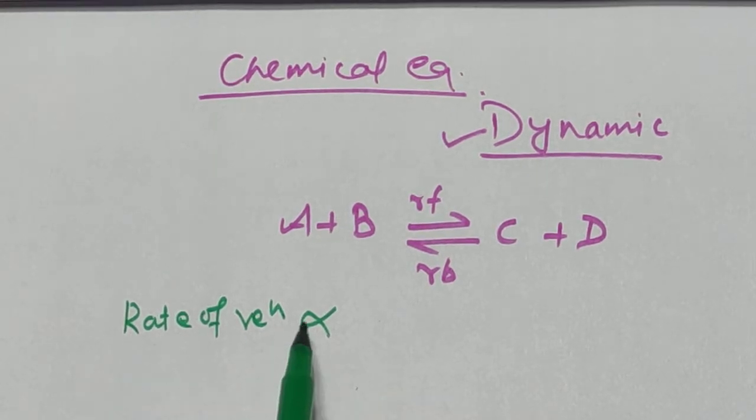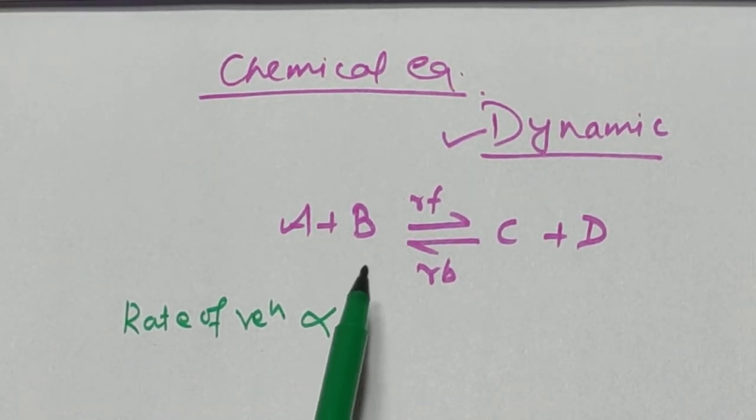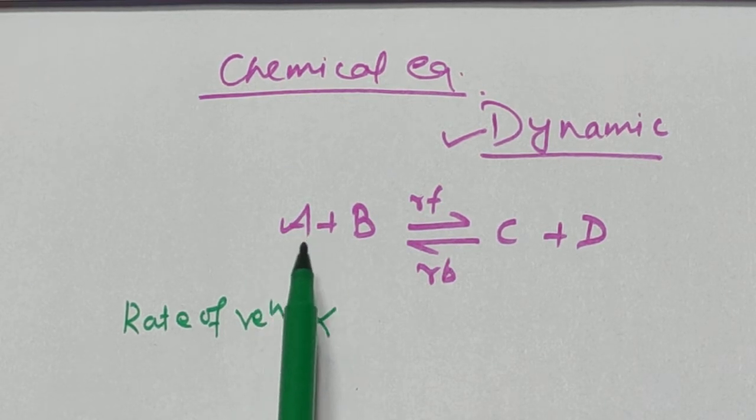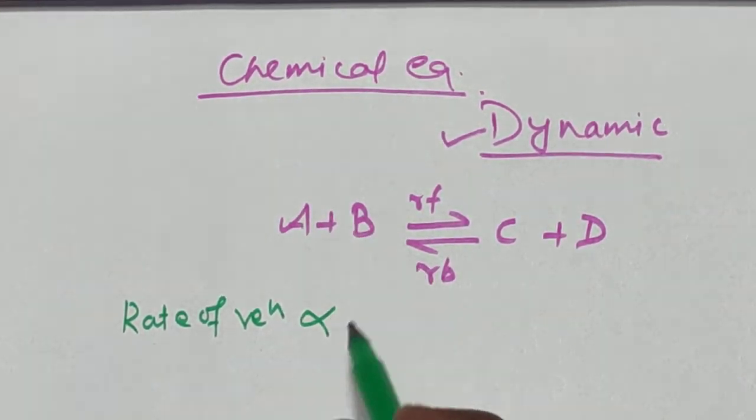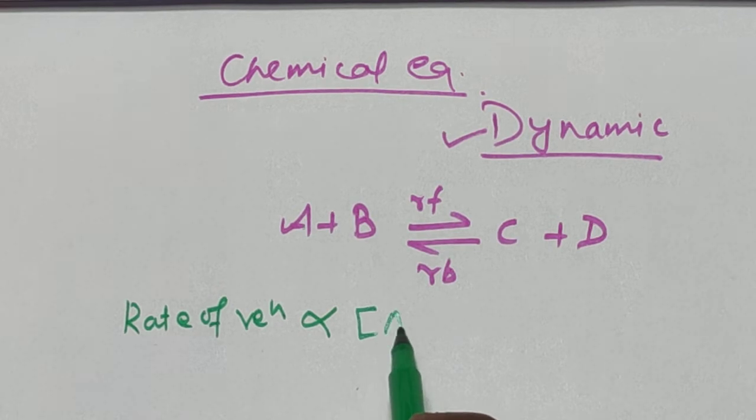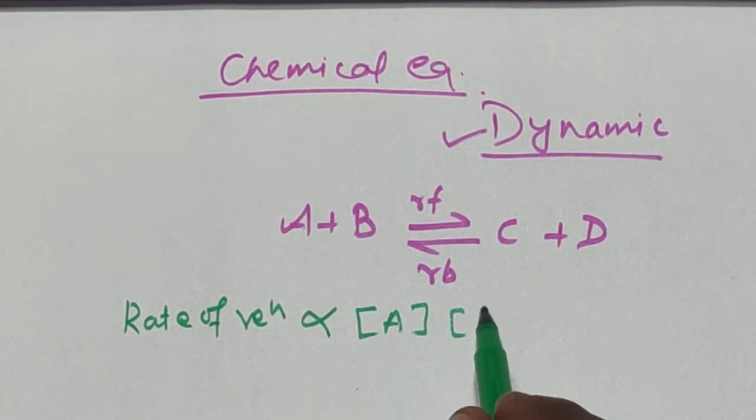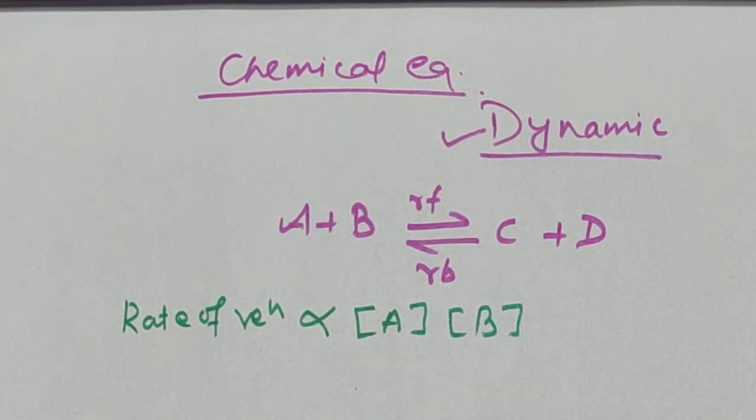So the rate of reaction is directly proportional to the product of the active masses of the reactants. A and B are the reactants, so the rate is directly proportional to the concentration of A and the concentration of B. This bracket indicates the active mass of A, and this bracket indicates the active mass of B. So simply, this is the law of mass action.